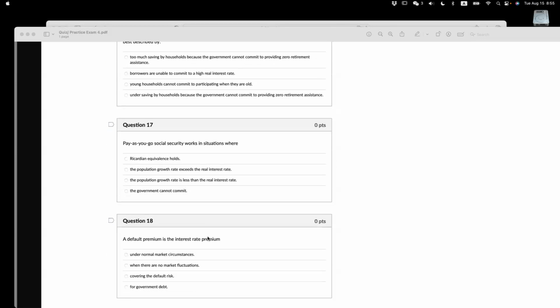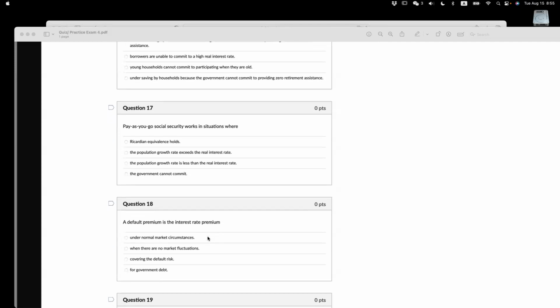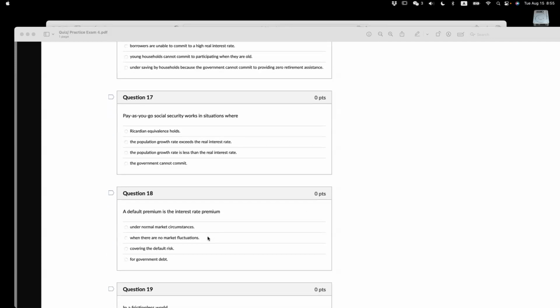Right? Now, question 17. Pay-as-you-go social security system works in which situation? Well, the answer is B, right? When population growth exceeds the interest rate, so that the pay-as-you-go system actually gives you a higher rate of return.